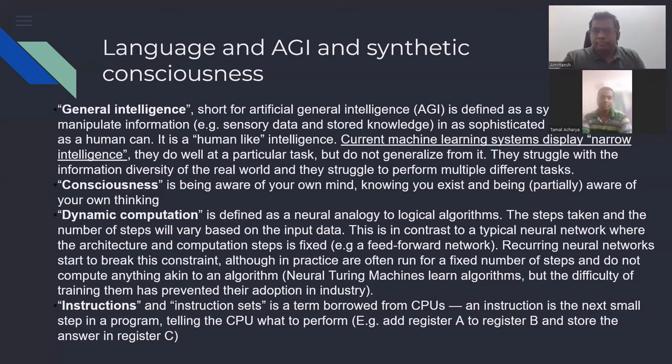Just as we have CPUs and instruction sets in the computer, we should have a clear set of instructions. That's a language in AGI. So that's where language comes into the picture. Now we have dynamic computation, as a neural analogy to a logical algorithm. Based on input data we form analogies, we dynamically compute based on the input we receive, like a feed forward network or something.